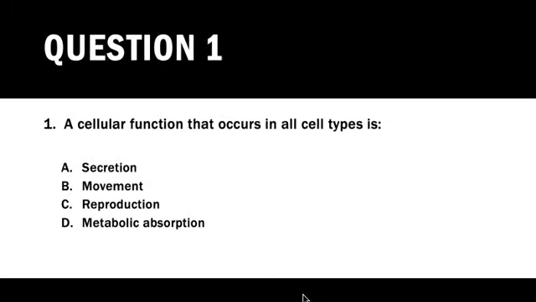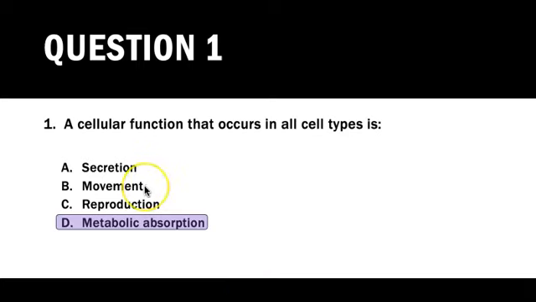All right, a quick question here to test your knowledge. A cellular function that occurs in all cell types is... Now, we just mentioned that reproduction was not one of those, right? That was one of the last ones. So if you came to the conclusion that D, metabolic absorption, occurs in all cells, you are correct. We're taking in those nutrients and other substances near our cells.